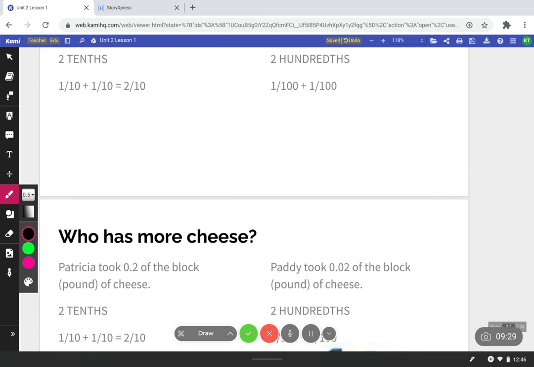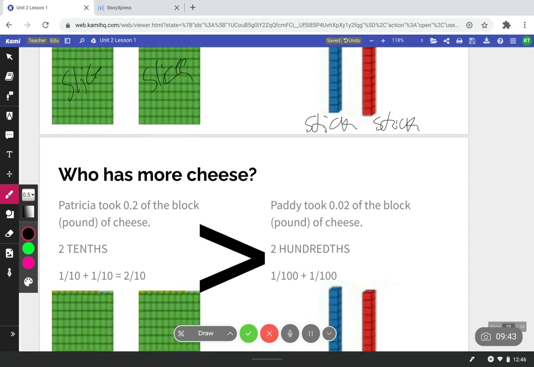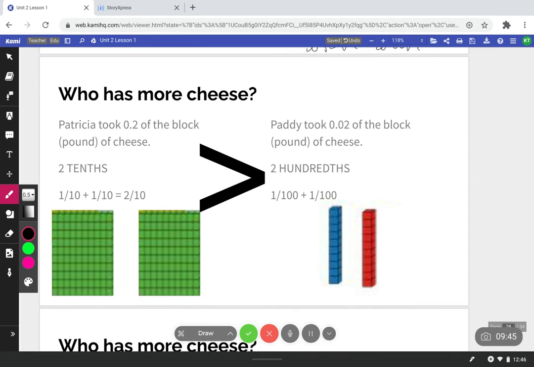Let's look to see what the visual of that would be. So she has 2 slices, and Patty has 2 sticks. Patricia clearly has more cheese than Patty.